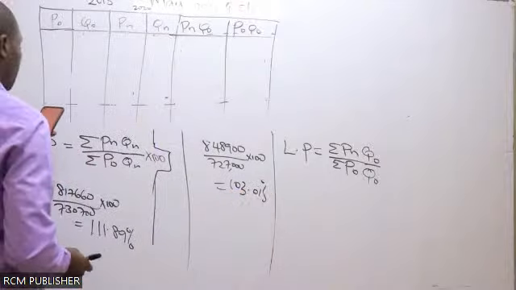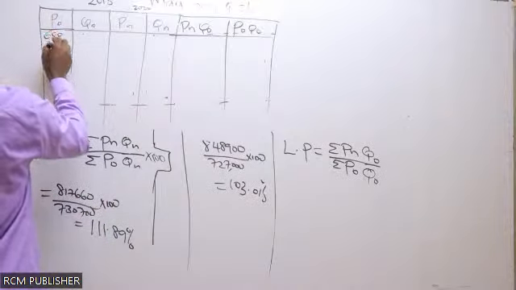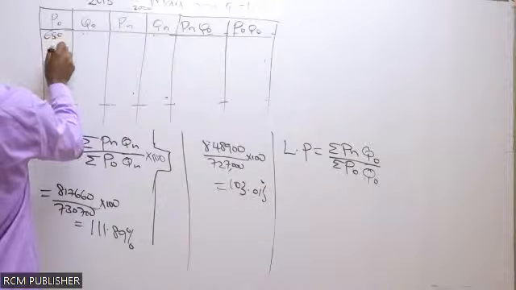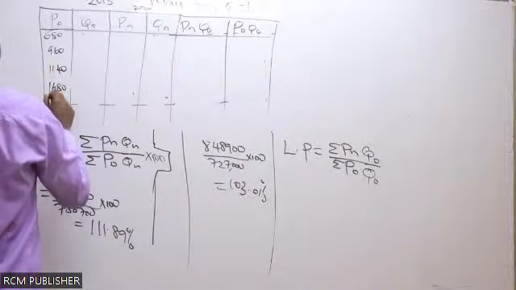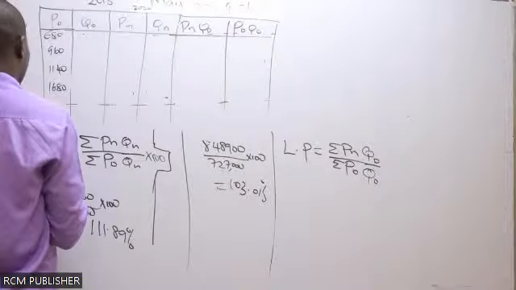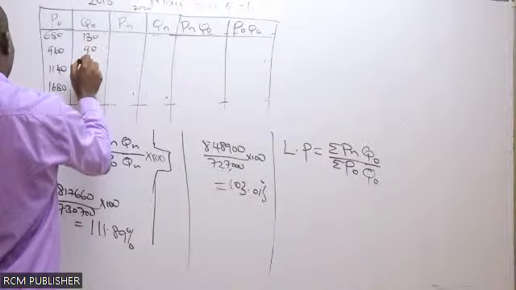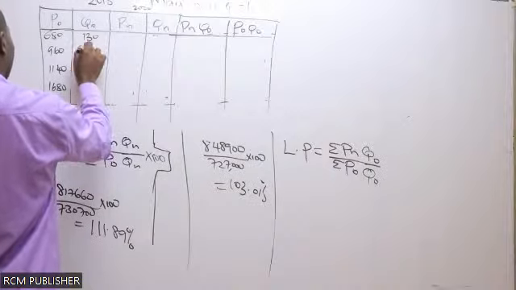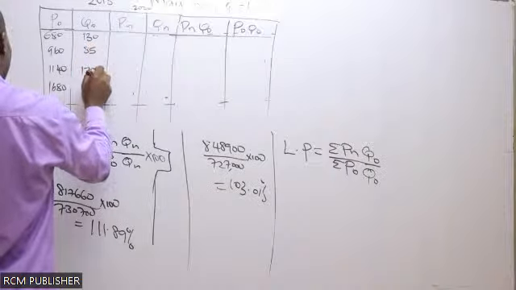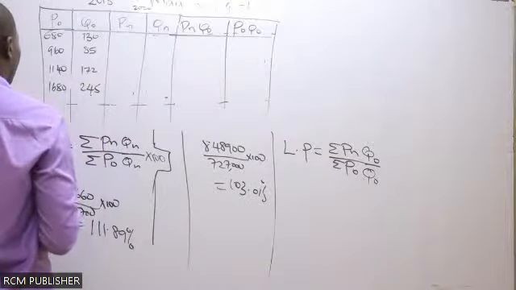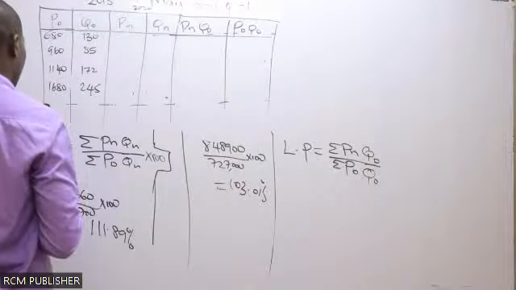The prices for 2018 are 680, 960, 1140, 1680. Quantity for 2018 is 130, 90, 85, 172, 245. Then price of the targeted period, the first one is 2019: 720, 1020, 1180, 1750.